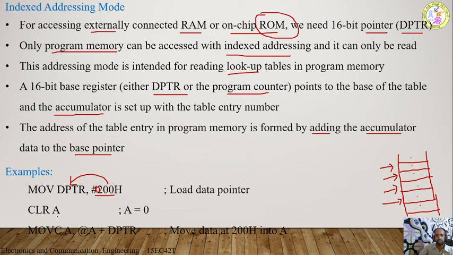Then CLR A. Clear A means the accumulator becomes 0 now. Then MOVC A, @A+DPTR. Now you take the content of the accumulator, which is 0, and the content of the DPTR, which is nothing but 200. 0 plus 200 is 200. The sum of these two is nothing but 200.